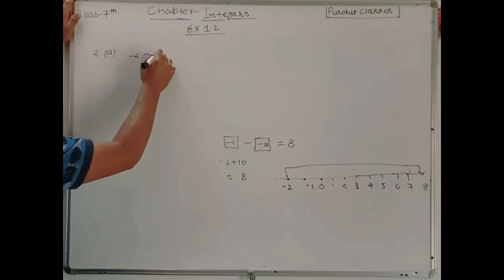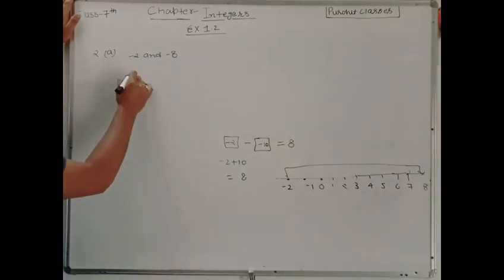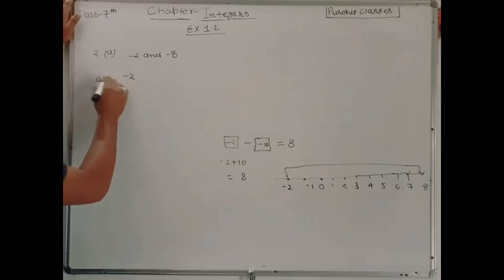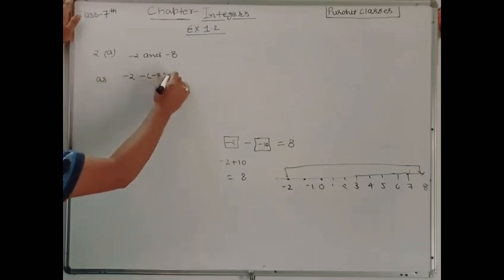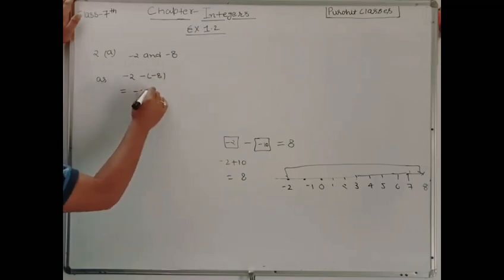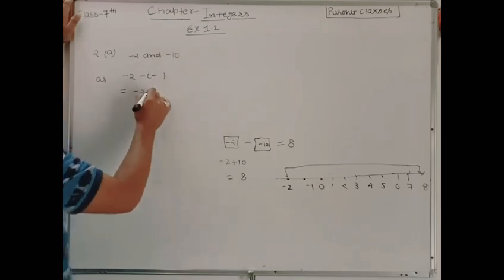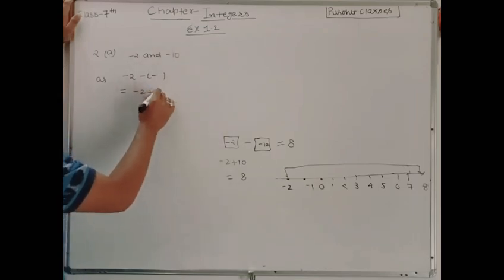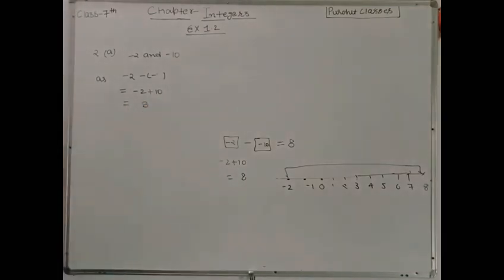Minus 2 and minus 8. Understood? If you want to show, you can show here as minus 2 minus 8. This will be equal to minus 10. This will become plus 10, and then we are going to get 8. Understood? In the same manner, there is the B part.